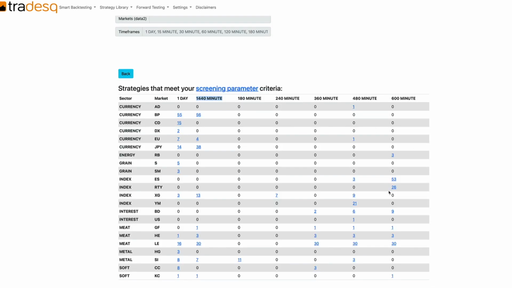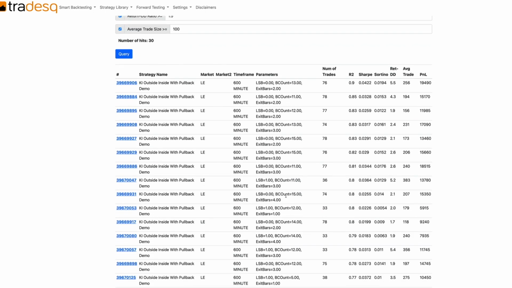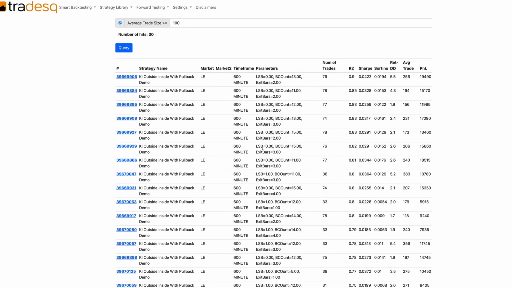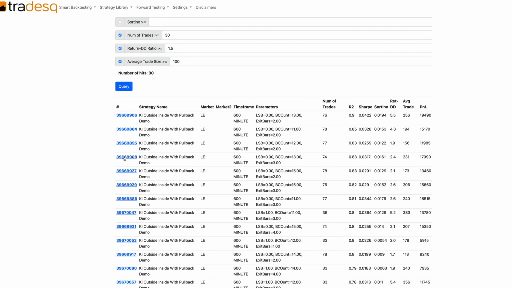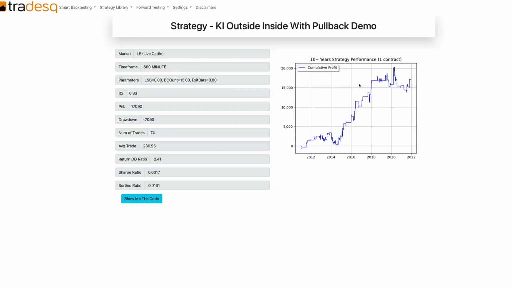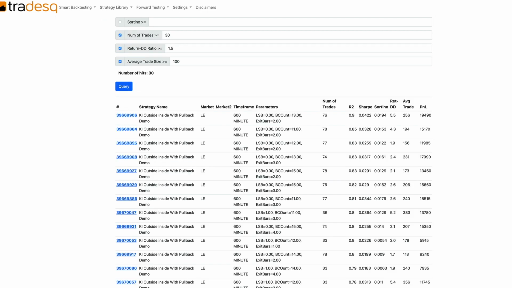What else? We can also see on the 600-minute that RTY looks pretty good, and lean hogs. Let's go take a look at lean hogs. And we can see here it's actually going long and short because LSB is 0, and a lot of these parameters are looking really pretty strong. Here's the equity curve, not as clean, but again, a starting point for a strategy perhaps for lean cattle with this trading idea on a 600-minute chart.